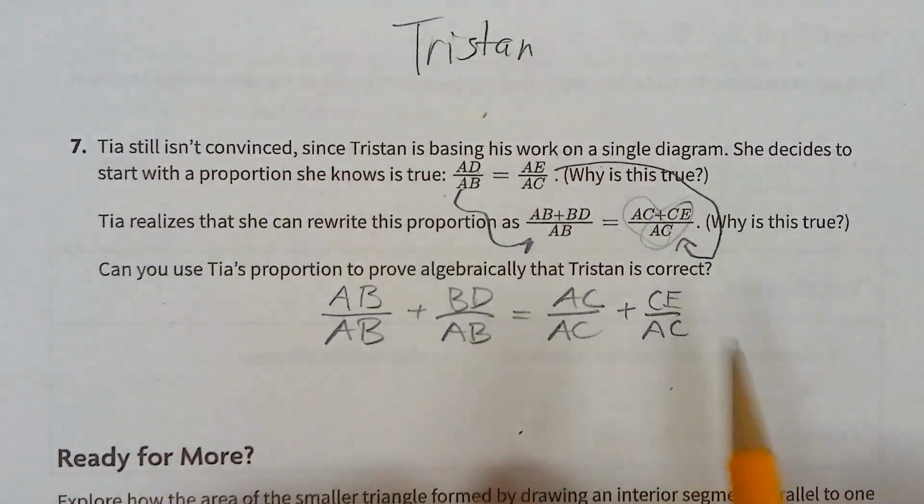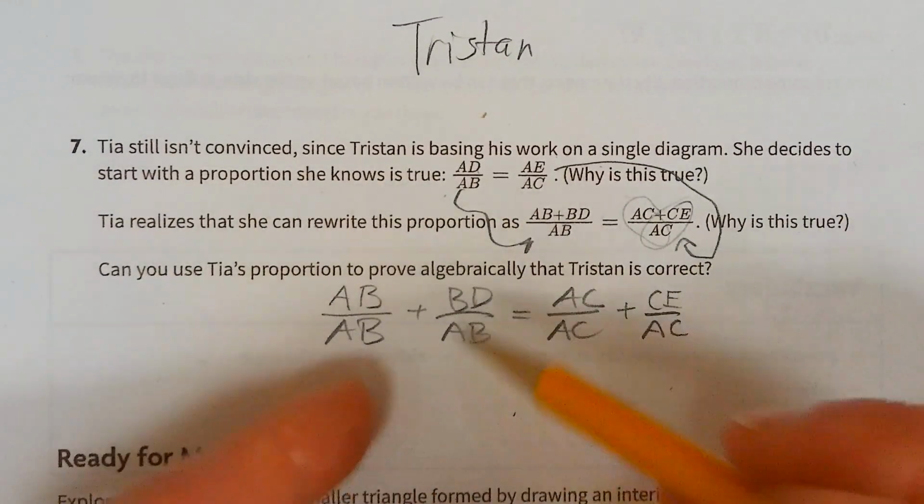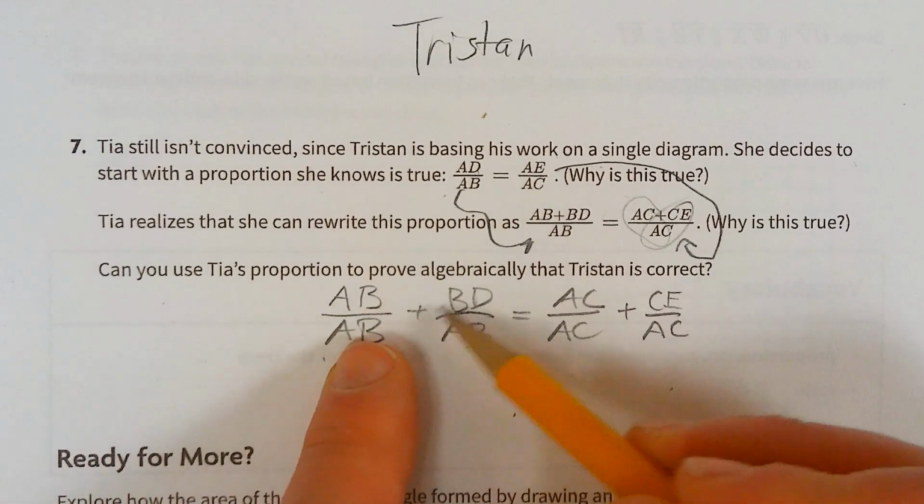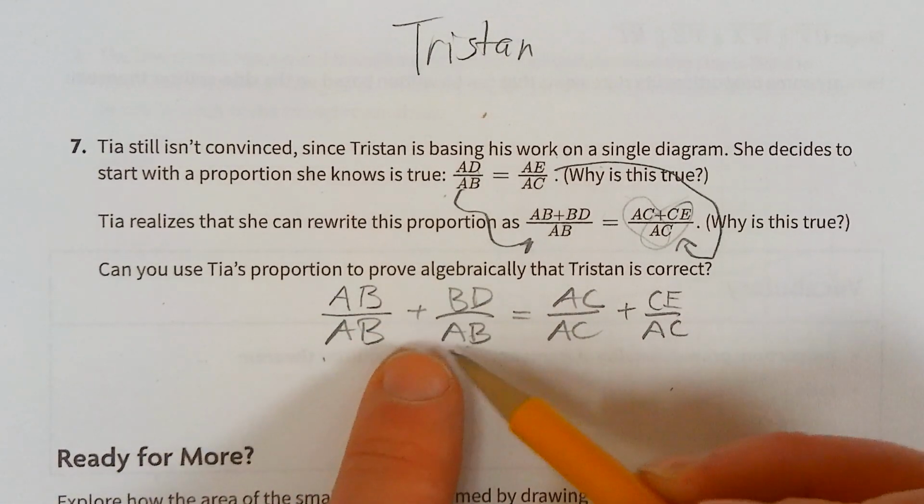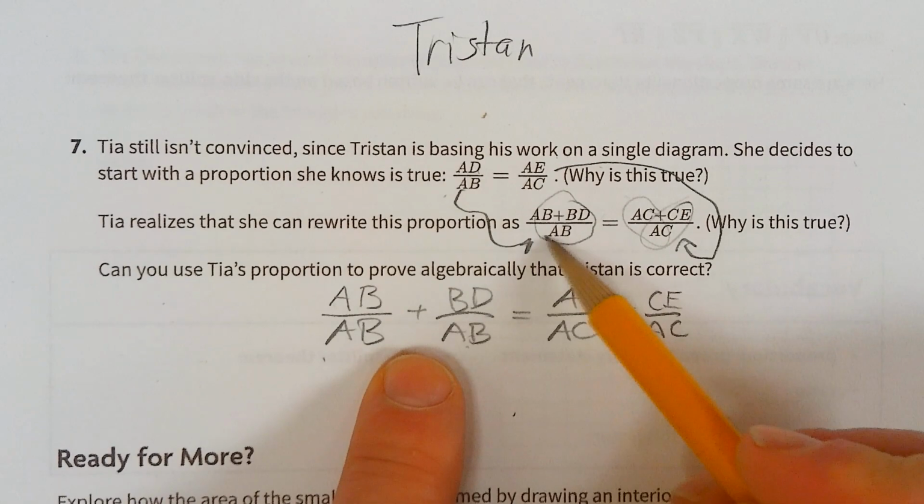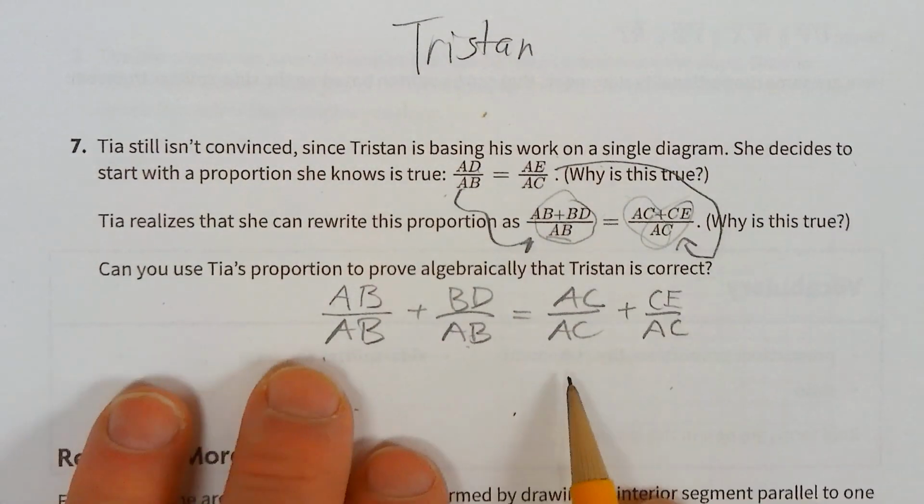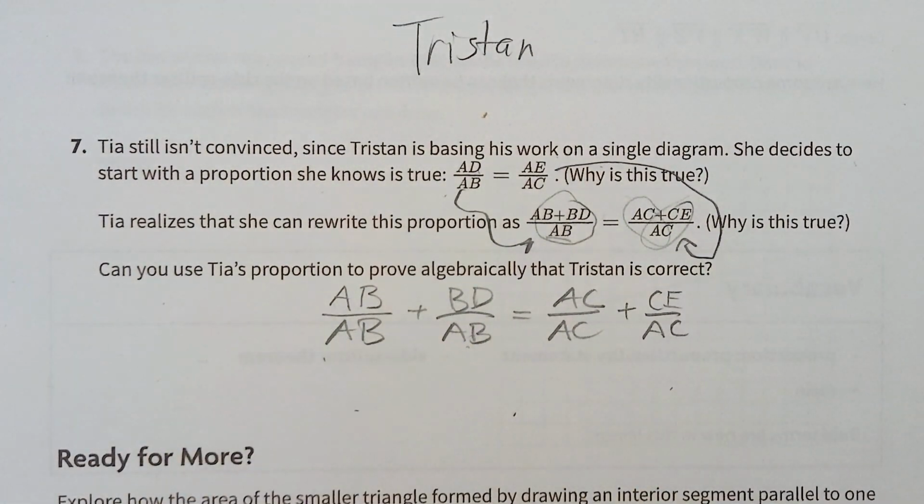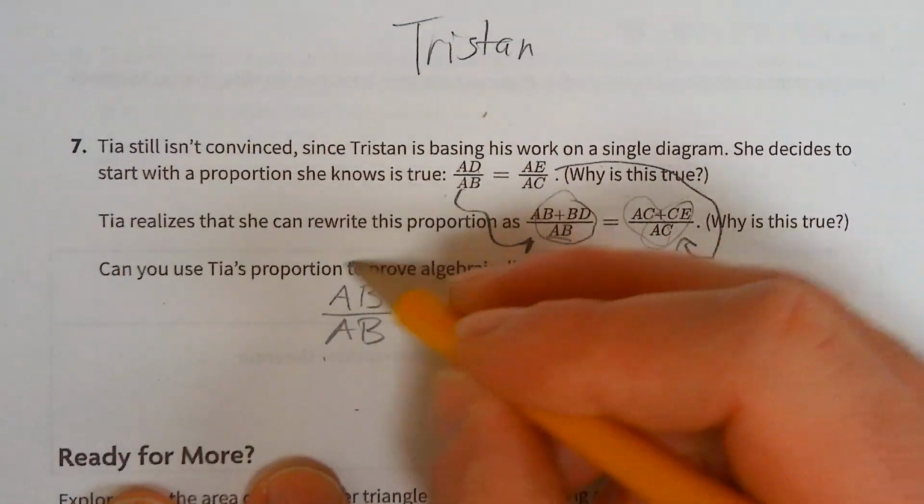Okay, so let's just double check. Can we add this back together? Yeah, the denominators match, so it would be AB plus BD on top. And then, oh, that's what we have, AB plus BD on top, and then AB is the denominator. Okay, yay, this is why they make you add fractions together in 6th grade, so you can do geometry later.